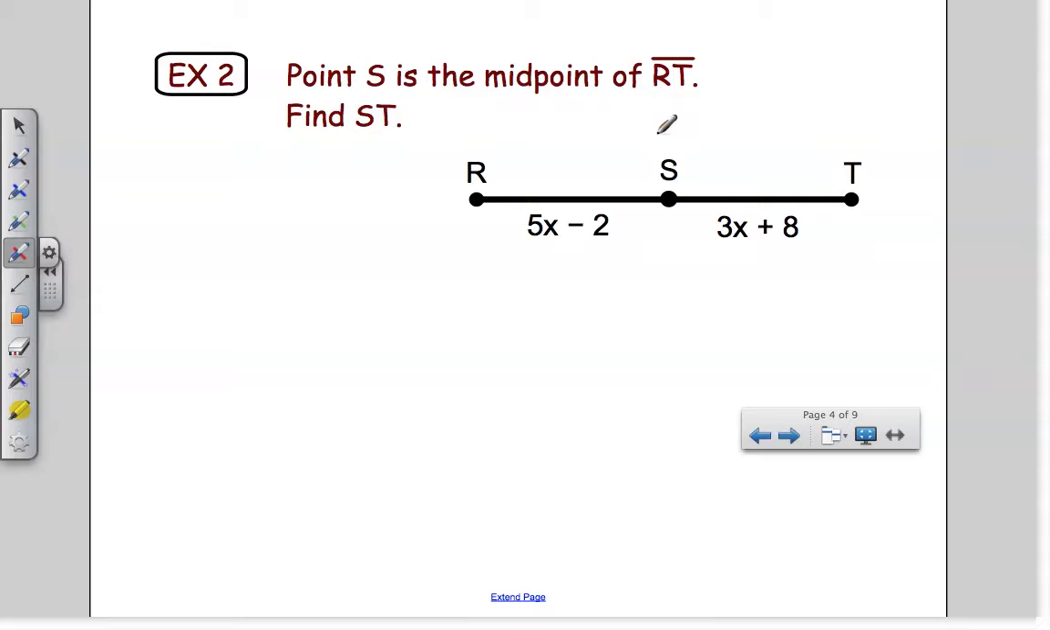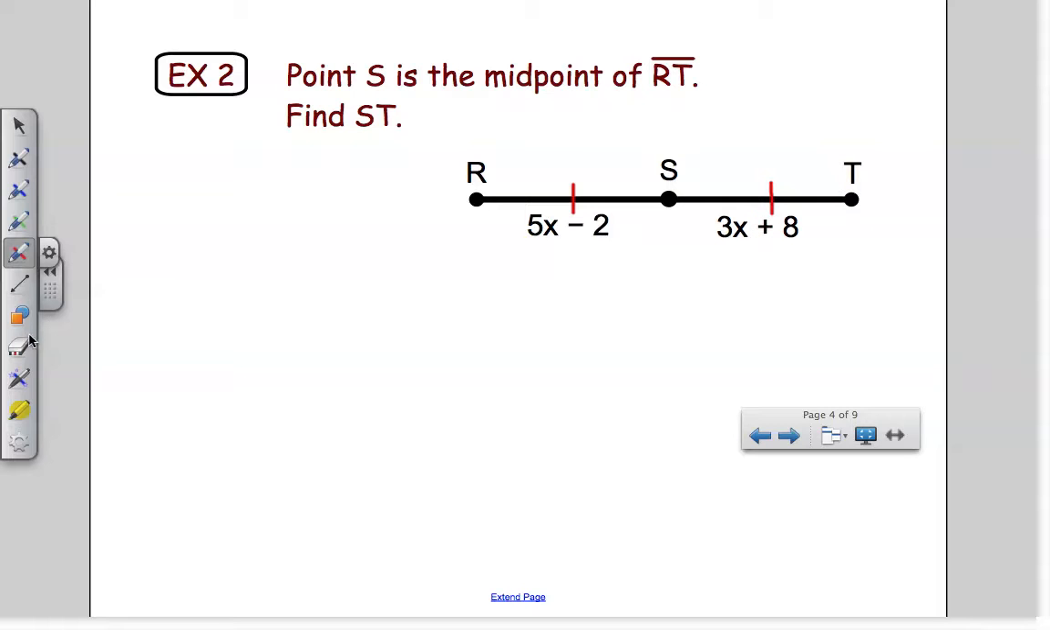Again, if I said, can you put something on this picture that would indicate that to me? You should say, well, if I put the same number of tick marks on RS and ST, now I know that S is the midpoint, because now I know segments RS and ST are congruent because of those tick marks. Eventually, I'm supposed to find ST. I'm supposed to find that length. Remember, without the segment symbol, we're talking about the actual length, or the number associated with the distance from S to T. Well, I'm not going to be able to find that unless I find x.